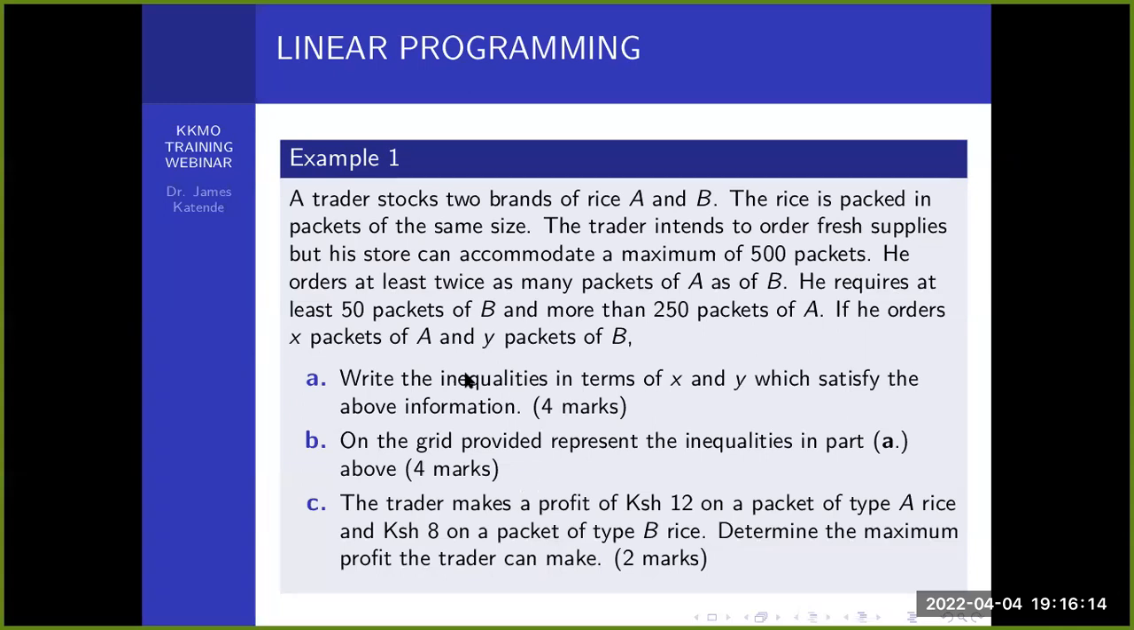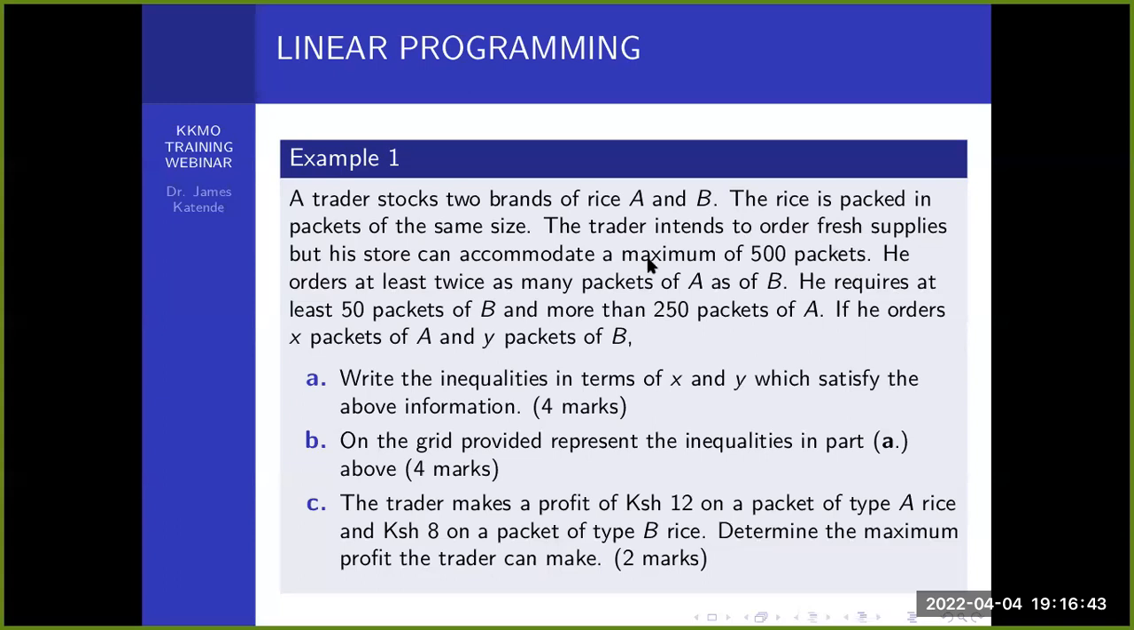So the first one we'll do is to write the inequalities of X and Y which satisfy the information above. I already did this in the next slide, but maybe we can try to go through it before we go to the next slide. So let's try to figure out what's going on here. We try to figure out where the constants are within the problem and see which inequalities will be appropriate.